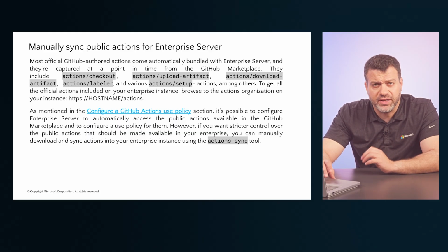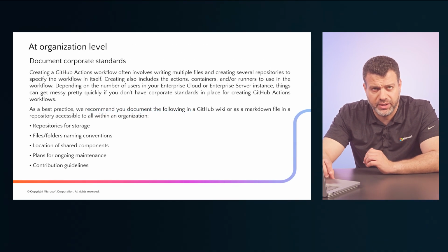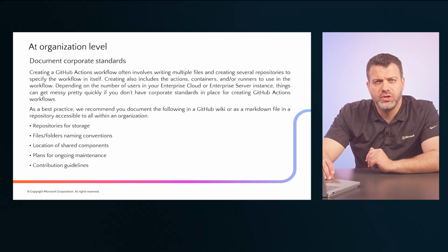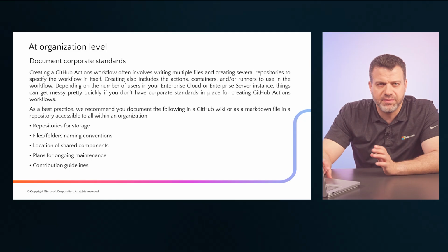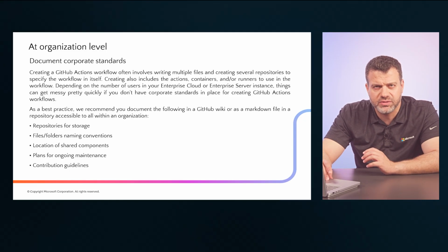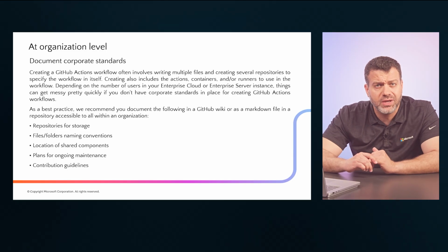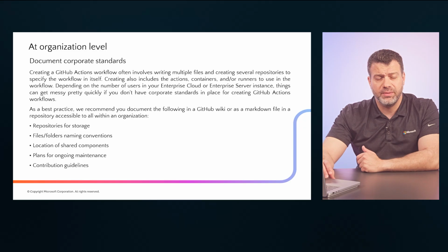Now let's move to governance and how organizations standardize workflows internally. Locking down actions at the enterprise level is only half the story. You also need consistency across teams. Without standards, every team creates workflows differently, stores things in different places, and uses different naming conventions. So at the organization level, you can define where workflows live, how they're structured, and how teams contribute and reuse them.